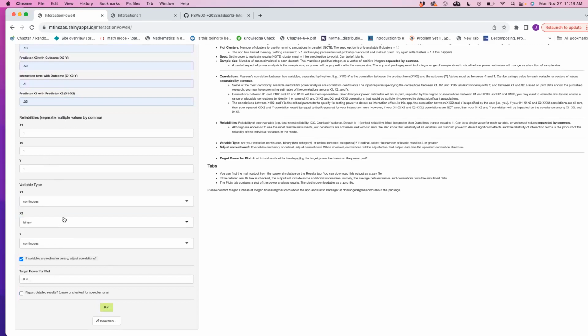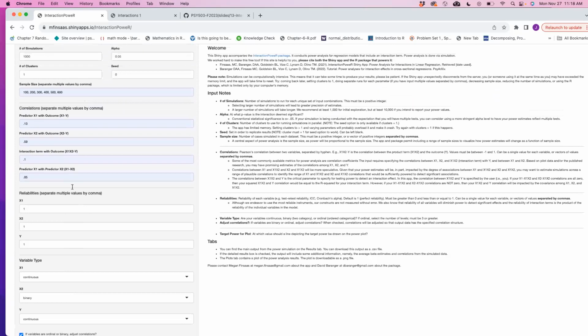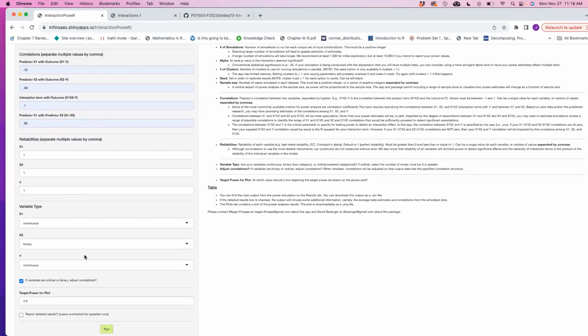So we can do categorical by continuous interactions. We can do continuous by continuous interactions. There's actually an extension to do 3-way interactions. So for interacting 3 variables. So I think that this is very simple to use and easy to use and also useful.